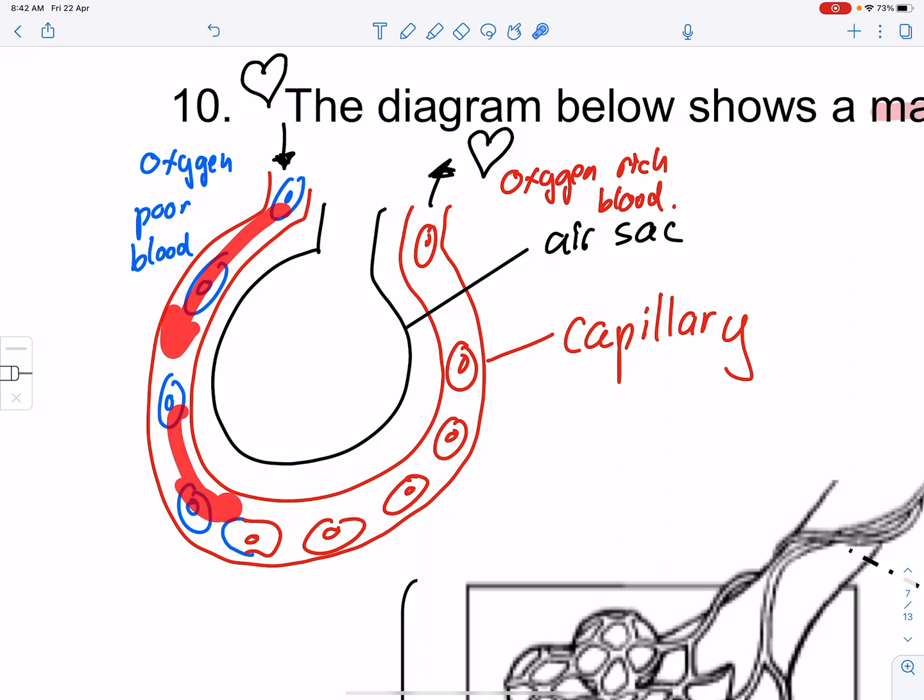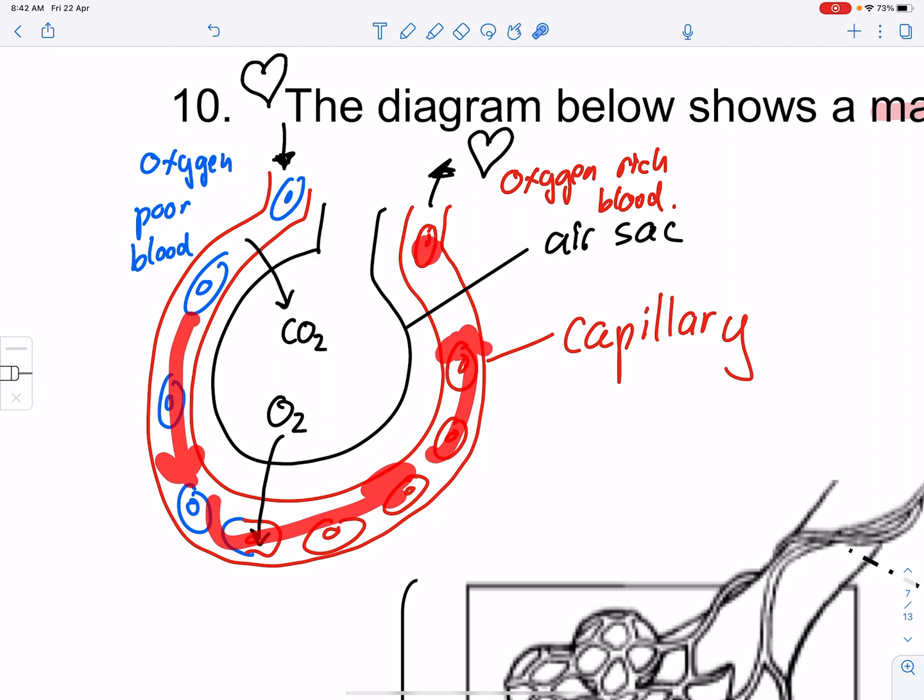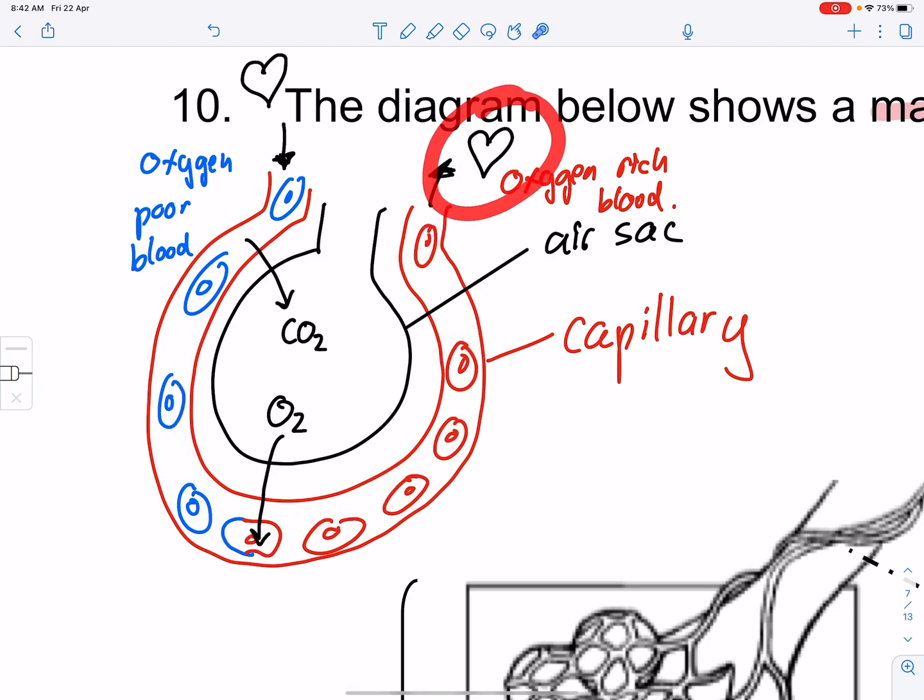So as it travels, okay, what actually happens is this. Your carbon dioxide, CO2 stands for carbon dioxide, will go back into your air sacs, whereas your oxygen, O2, goes back into your red blood cells. Okay, and therefore that's why as you go in this direction, your blood gets reoxygenated. It then goes back to your heart, which pumps it to all other parts of your body for respiration to occur in every single cell.